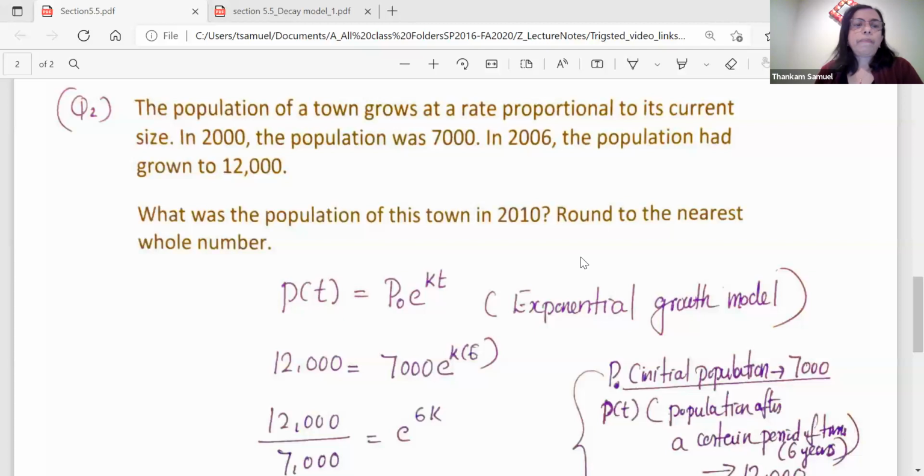Hello, today we will be covering an application problem based on the exponential growth model. So let's consider this example.